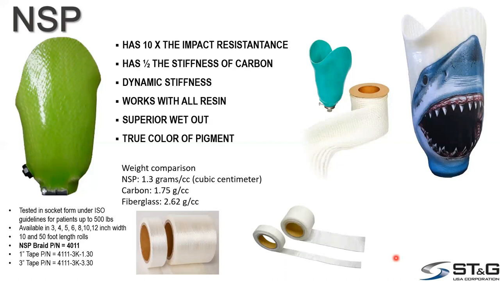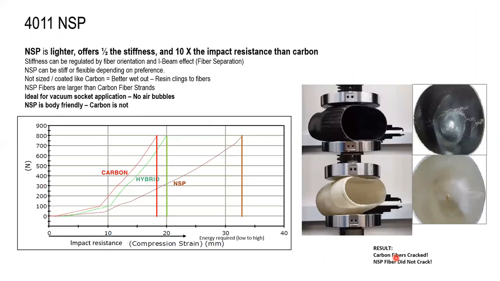So if we look at the weight comparison, 1 cubic centimeter, NSP is 1.3 grams per cubic centimeter. Carbon fiber weighs 1.75 grams per cubic centimeter, and fiberglass is over twice as heavy as NSP. It's 2.62 grams per cubic centimeter. So these are some of the things that we're trying to enlighten you with about NSP. Because one of the things, it's not a petroleum-based product. It is pretty light, saturates well, also has good strength qualities.